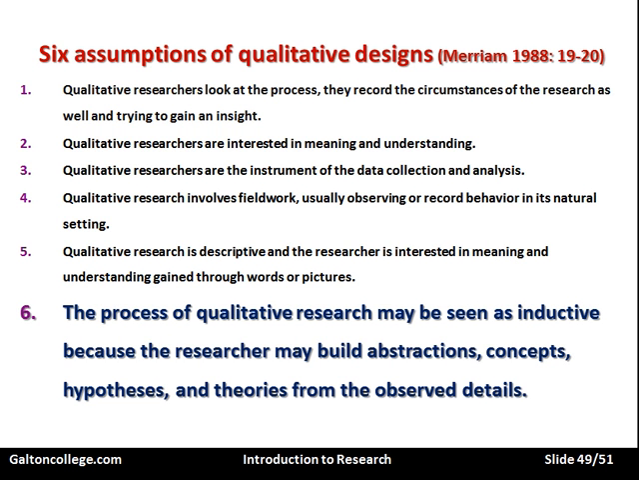The process of qualitative research may be seen as inductive because the researcher may build abstractions and concepts and hypotheses and theories from observed details. So it could be seen as inductive. It could be seen that the researcher is working from particular observations and trying to generalize. But of course the whole process of generalization is complicated because the settings for the research will vary from place to place. The background to the research will vary. The respondents will vary. The pictures, the words, the sounds, they will vary. So it's very difficult to generalize.